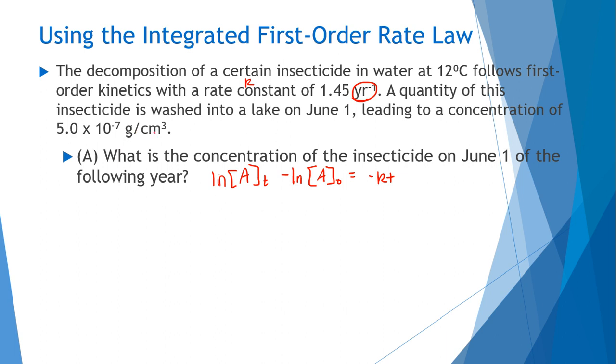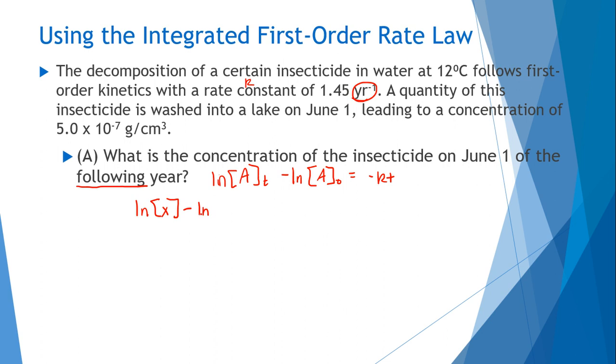So it's okay to have grams per centimeter cubed because you're still giving a unit for quantity divided by a unit for volume. And part A is asking us to solve for what is the concentration of an insecticide on June 1st of the following year. So it's asking us to solve for the final concentration after a year. Knowing that information, my ln of A_t is actually going to be x because that's what I'm solving for.